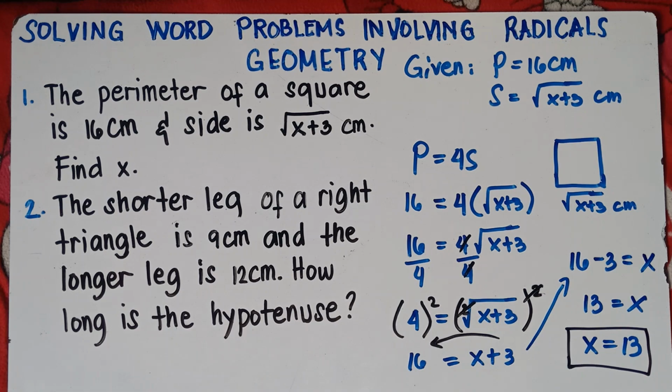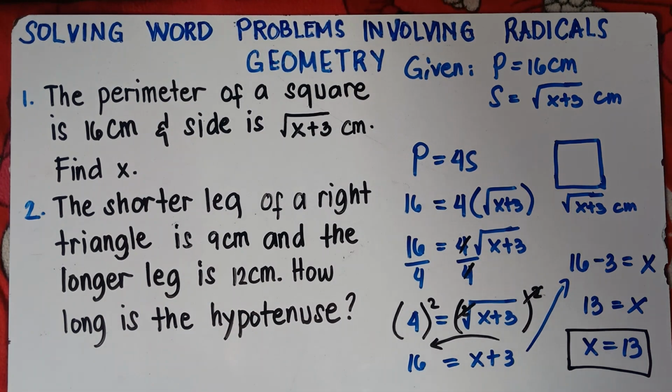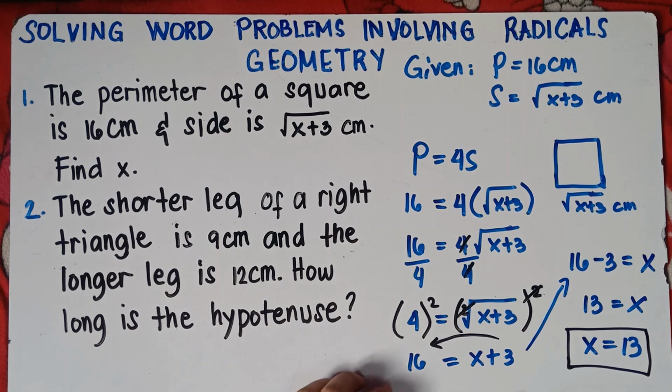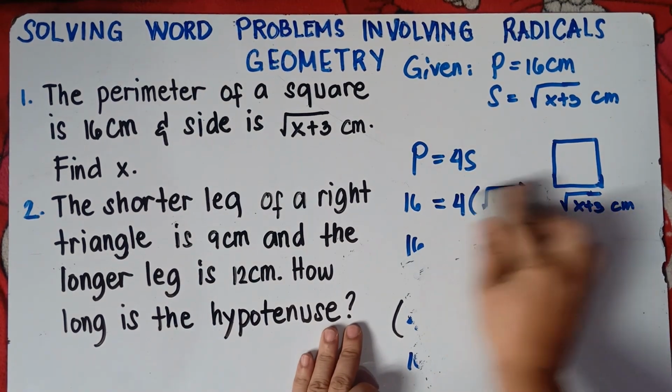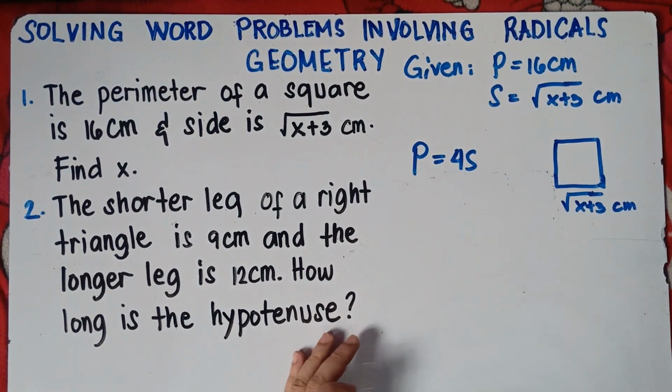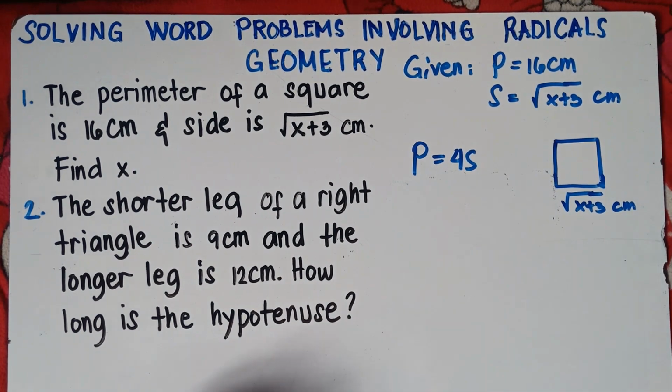So once again, let's check our answer, class, if it's really correct. The perimeter is 16. Let's check that. You pause the video, class. This is the answer for number 1: x equals 13. So let's check our answer. It says that the perimeter is 16.